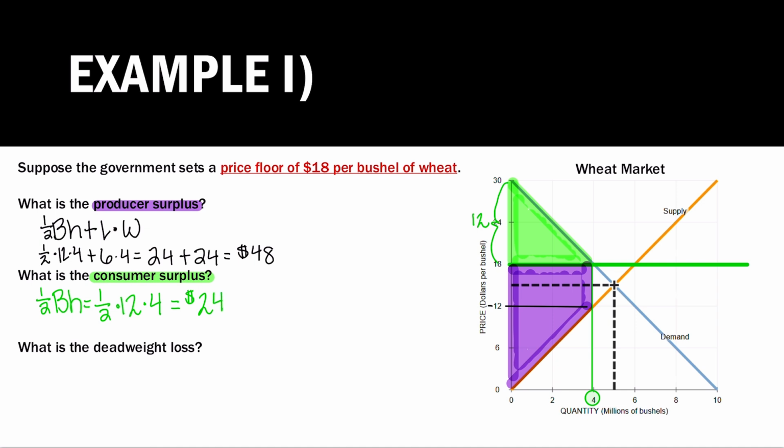And then last, we have our deadweight loss, which is the little triangle in the middle. And our height is the difference in quantity. So 4 to 5 gives us 1. So 1/2 times base times a height of 1 equals. And then our base is from here to here. So 18 to 12, which gives us a base of 6. So 1/2 times 6 times 1, which gives us a deadweight loss of 3.